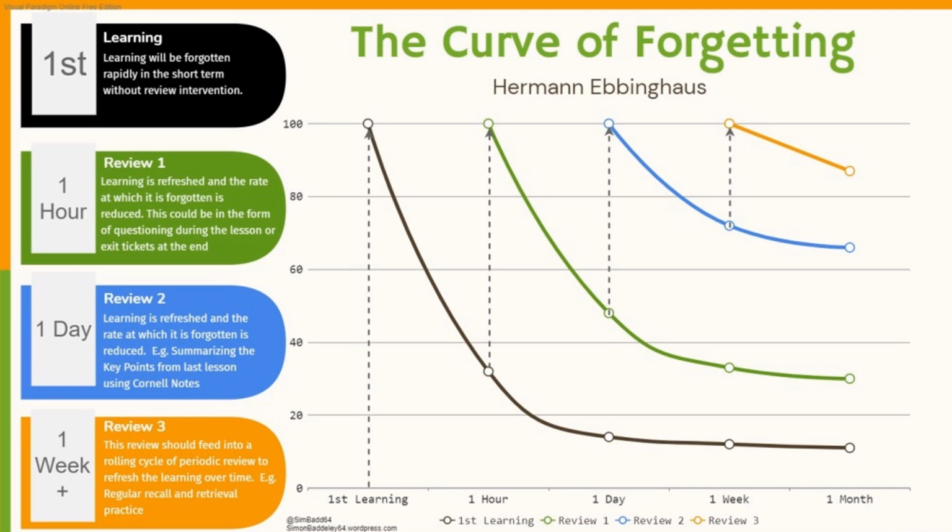One week plus. Review number 3 is an ongoing periodic review. If you reserve half of each recall activity for content covered in the previous lesson, then the other half should be populated by a rolling cycle of content drawn from the previous weeks and months. The rate of forgetting will have slowed significantly by this point, but students will still forget unless they revisit topics over time. Introduce new information slowly and in small chunks.